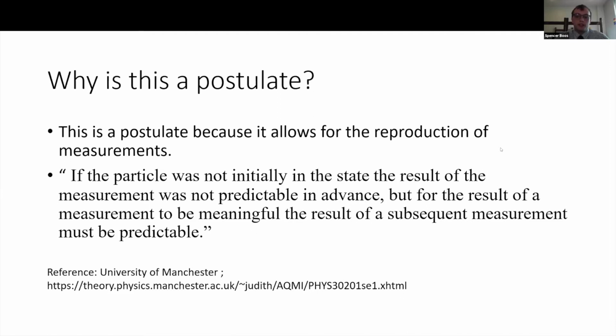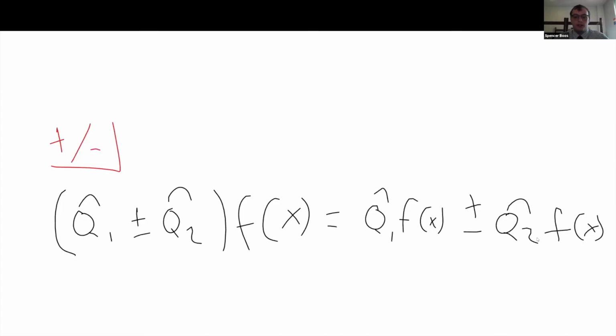So we go on to show how operators can work together in functions. This is for positive and negative. So we have Q1 hat plus or minus Q2 hat, all multiplied by f of x, is equal to Q1 hat f of x plus or minus Q2 hat f of x. So these are our operators, and we can see how normal function rules apply here.